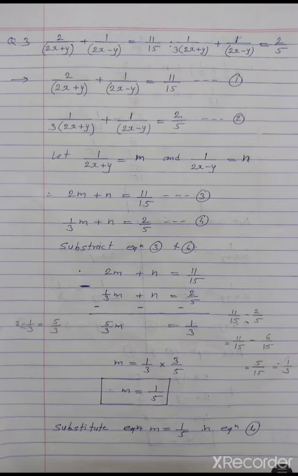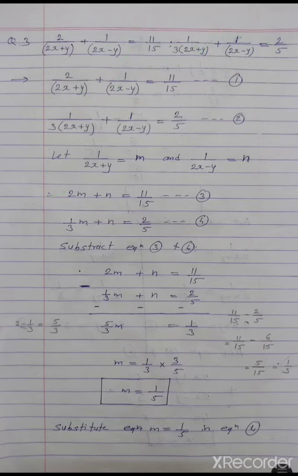Now observe both equations. In both equations, at the first term their denominators are the same. At the second term also their denominators are the same. So I considered 1 upon 2x plus y is equal to m, and 1 upon 2x minus y is equal to n, and I substitute both these considerations in equations 1 and 2. From this I get equation number 3, 2m plus n is equal to 11 upon 15.